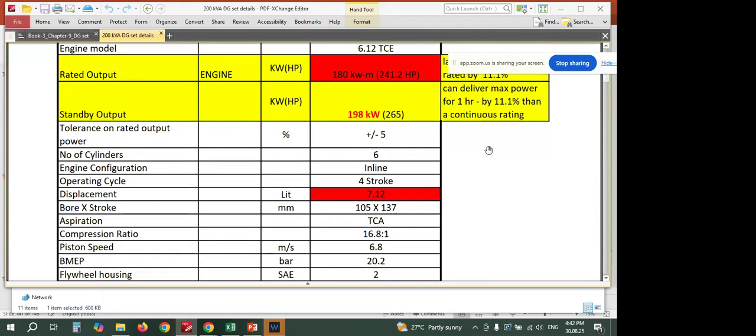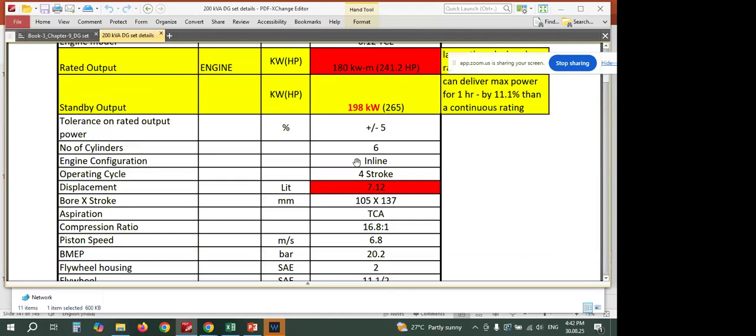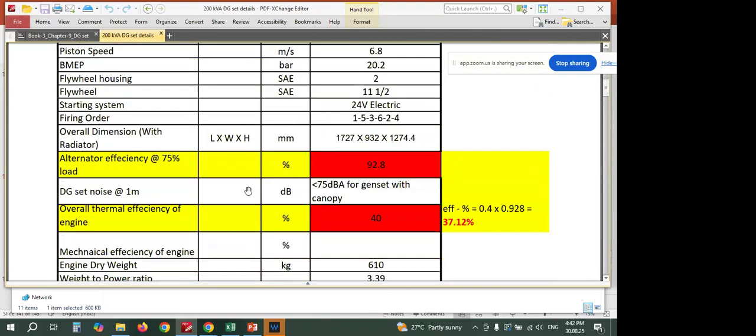Next parameter, displacement 7.12. That is the size of the engine. Let us not see that. Alternator efficiency at 75% load. Normally, alternators or engines or any equipment are run at around 80%. We never load 100%. Even though we are capable, we don't work at 100% capacity. Our best efficiency is at 80%. Similarly, whether engine or alternator, their best efficiency is normally at 75%.